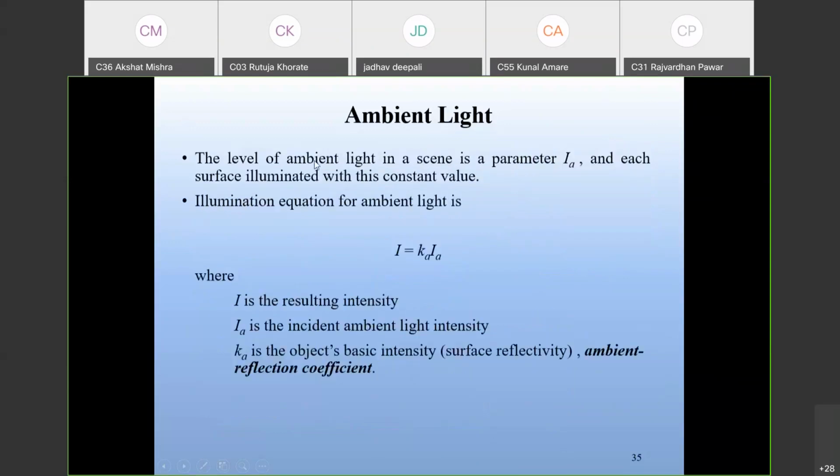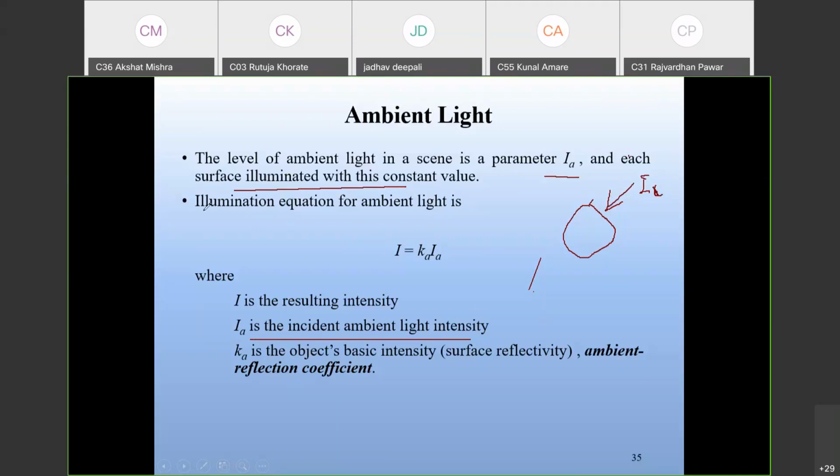The level of ambient light in a scene is a parameter used here, Ia, and each surface is illuminated with this constant value. What is this Ia? It is the incident ambient light intensity. Suppose this is the object on which the light is incident; that we call Ia, the incident ambient light intensity.